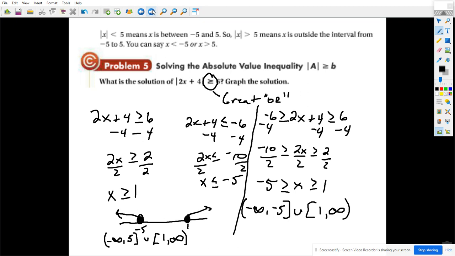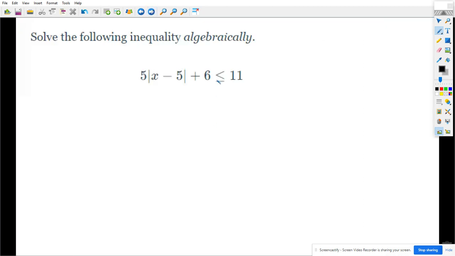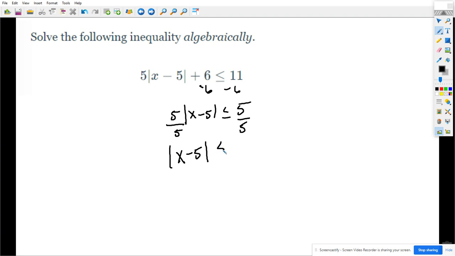So a problem straight from Delta Math. In this problem, it's a little bit difficult because we have to get the absolute value by itself. So I'm going to subtract 6 from both sides. 5 times the absolute value of x minus 5 is less than or equal to 5. Lots of 5s there. Divide by 5. Do not distribute in there. So now I have the absolute value of x minus 5 is less than or equal to 1.